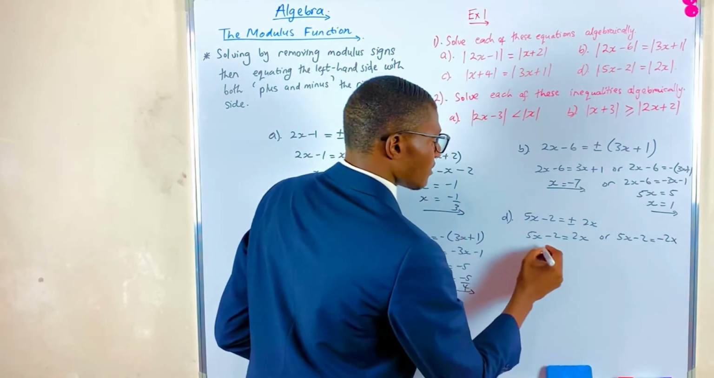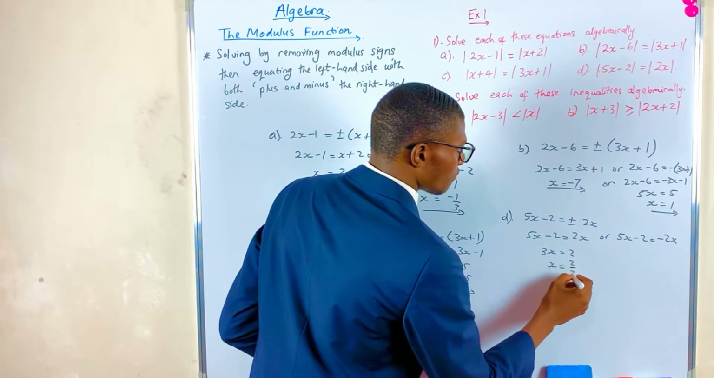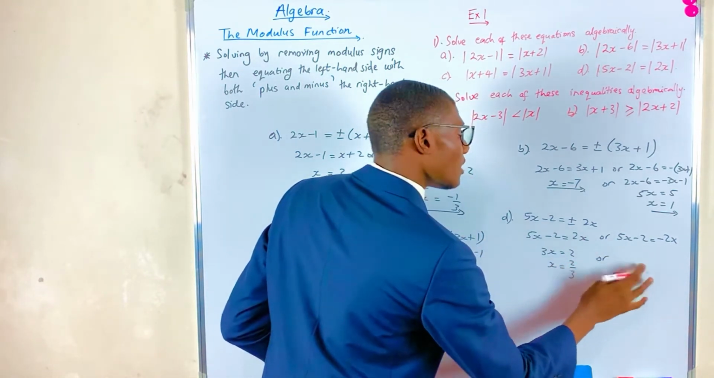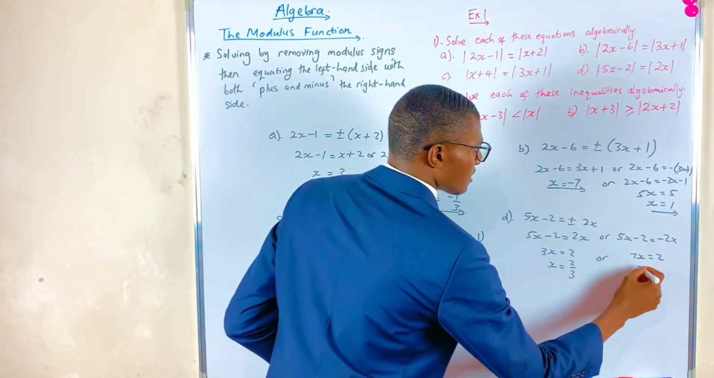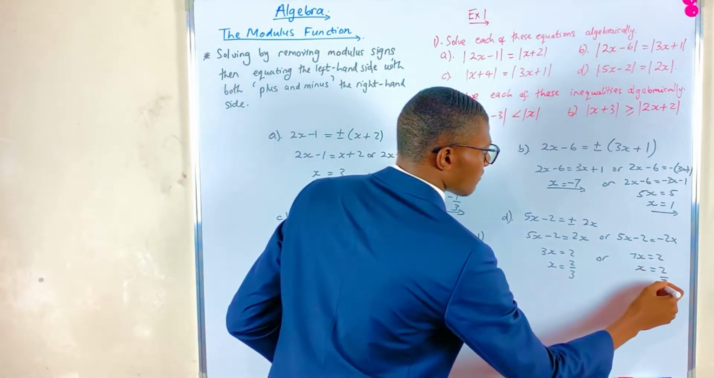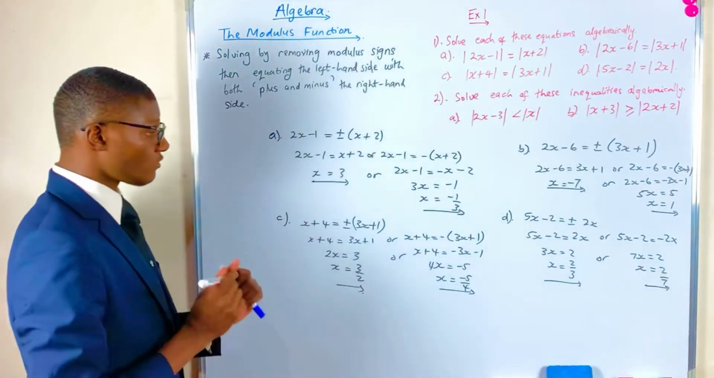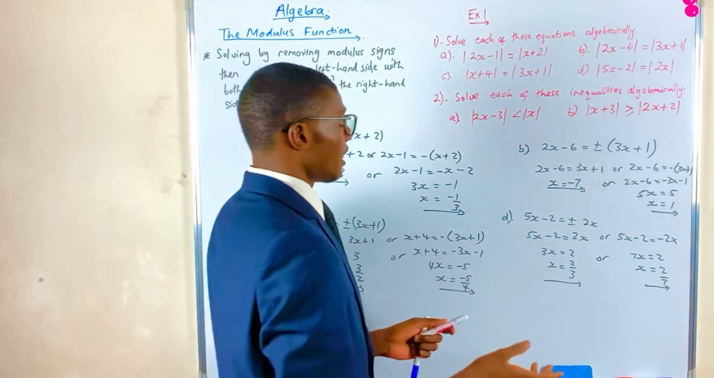Then we are saying 3x is equal to 2, such that x is equal to 2 over 3, or 7x is equal to 2, such that x is equal to 2 over 7. So either x is equal to 2 over 7 or 2 over 3. So this was simply looking at number 1, part A to part D.